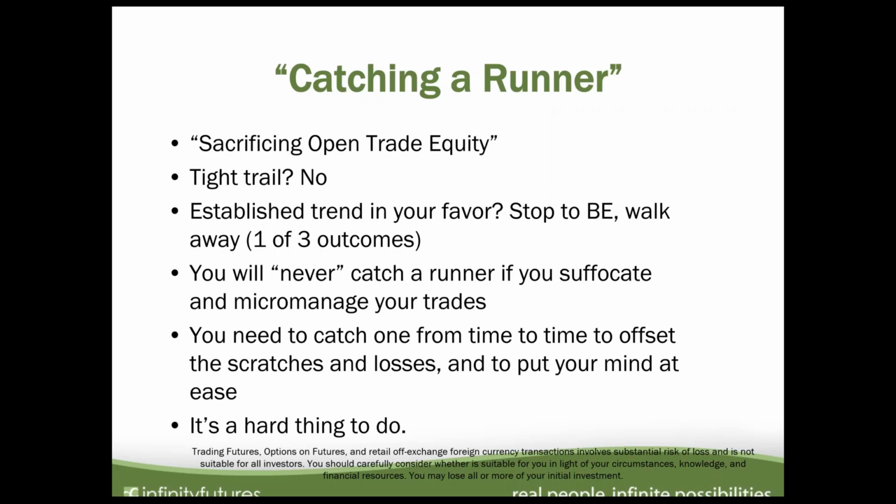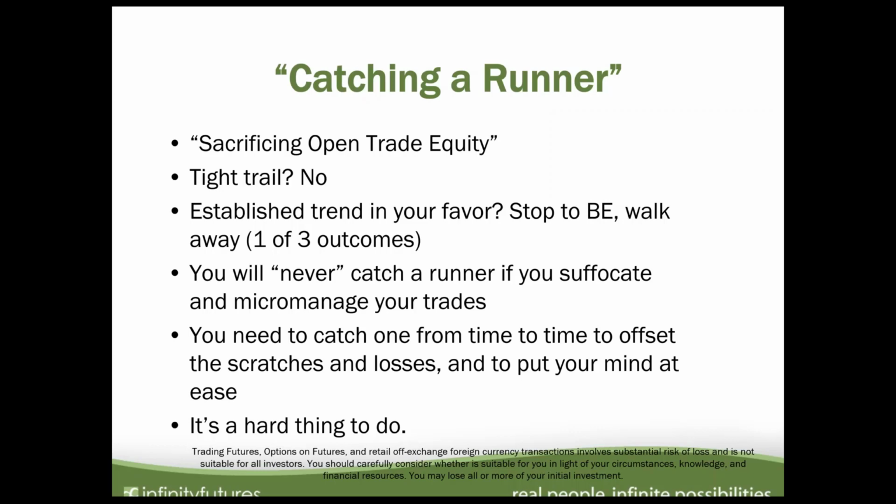I think it's very, very difficult for people to catch a running trade if you're sitting there watching it. And I believe that it's necessary from time to time to offset all the scratch trades and the losses and commissions and all that stuff. To validate your process and put your mind at ease, you need to do this from time to time. It's really hard to do.